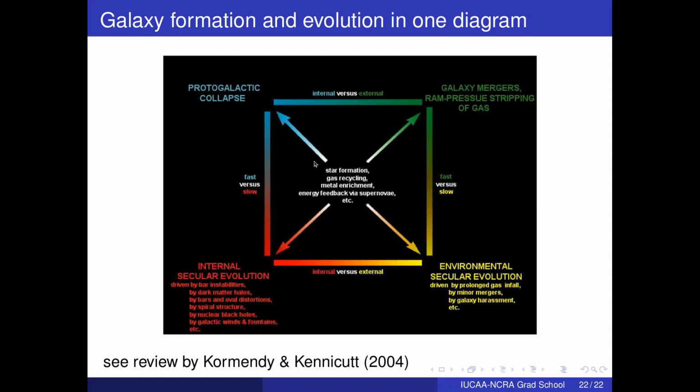And all of these seem to have smaller effects: star formation, gas recycling, metal enrichment, energy feedback by supernovae, and so on. What seems to be more important is whether the environment led to internal or external effects, or whether the processes were fast or slow. So this is a slide taken from a review article by Kormendy and Kennicutt, which talks extensively also about classical and pseudobulges and their role in this process. So that's it. I will stop and take any questions.